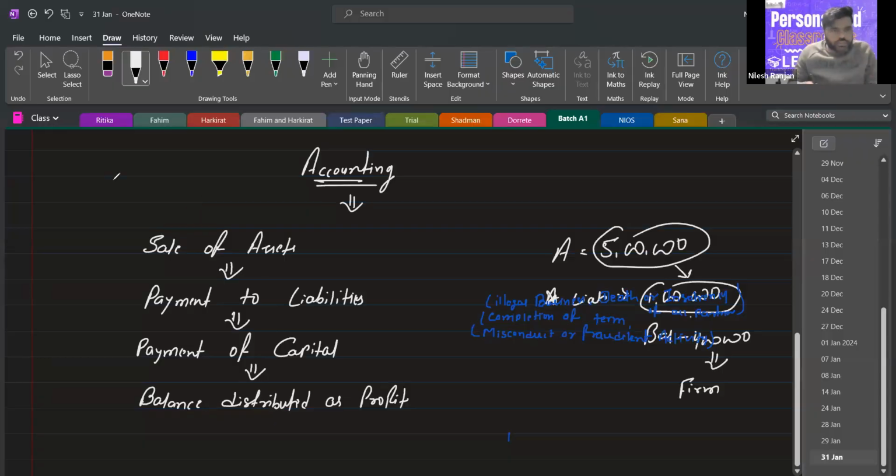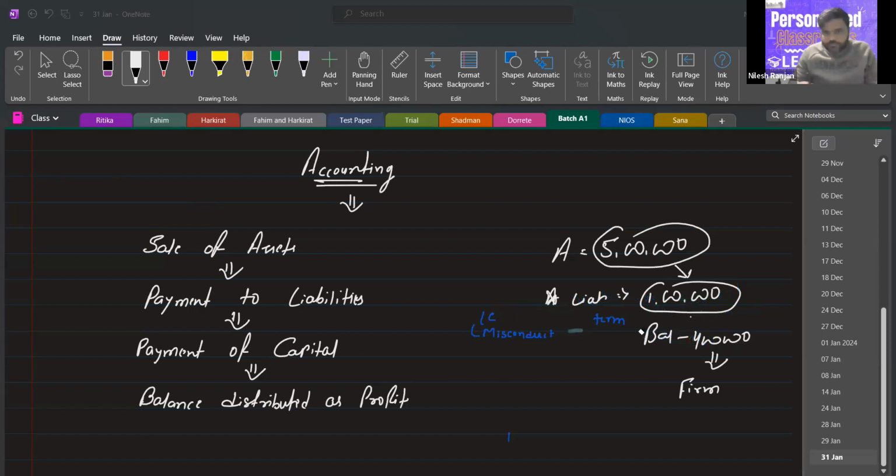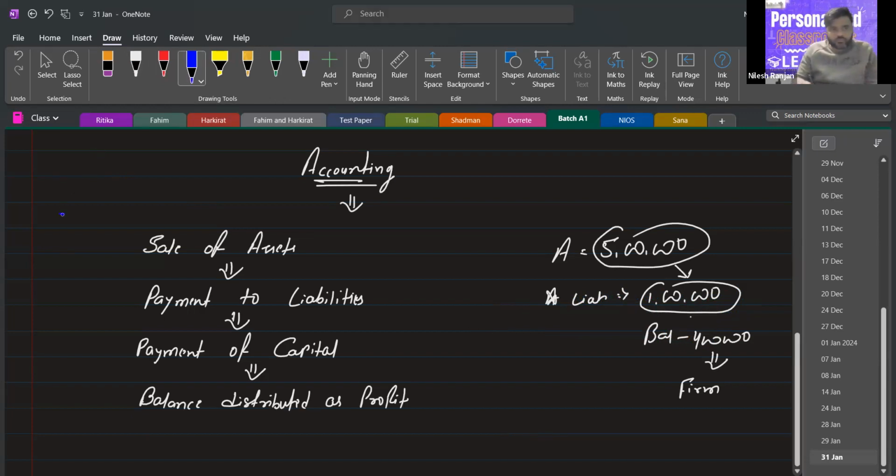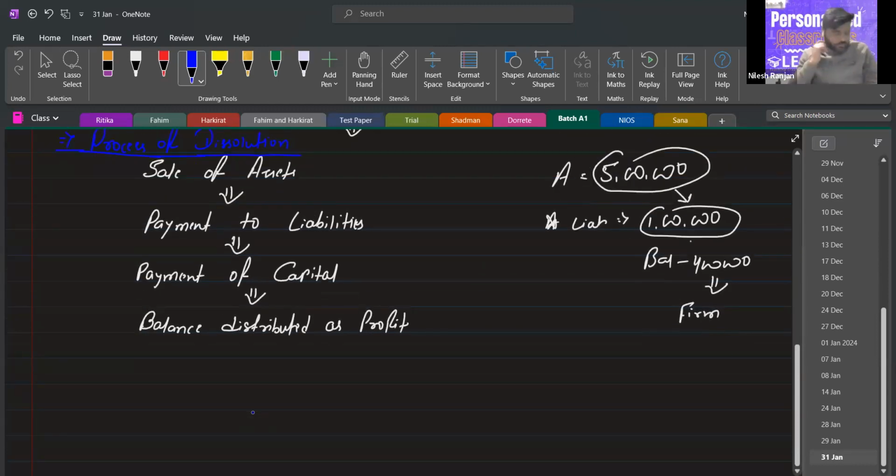Now this is the process of dissolution. We have to sell all our assets and realize the amount. After that, payment to liabilities, then payment to capital, and then the balance is distributed as profit. So this is our process of dissolution.